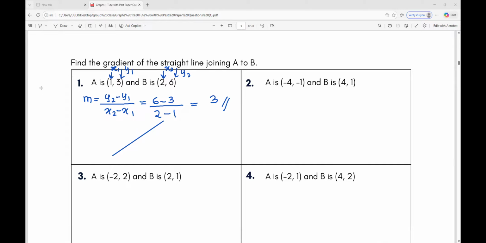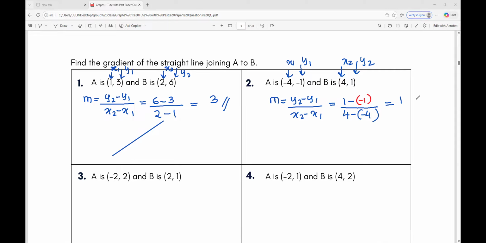The second one, the coordinates are with negatives also. Gradient is equal to the same formula, y2 minus y1 over x2 minus x1. First point, x coordinate, y coordinate. Second point. Now y2 is 1 minus y1, which is a negative number. So please put a bracket and substitute negative numbers. 1 minus (-1) over x2. x2 is 4. x1 is minus 4. Put a bracket and substitute.